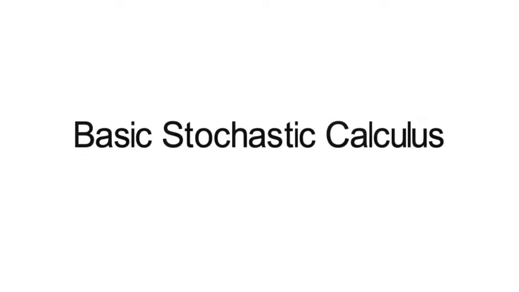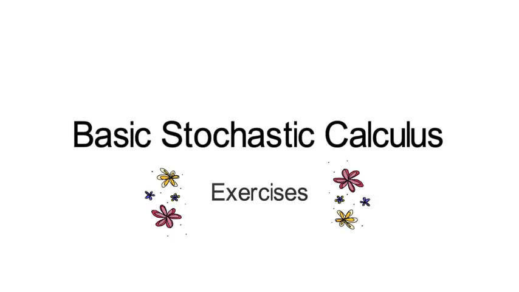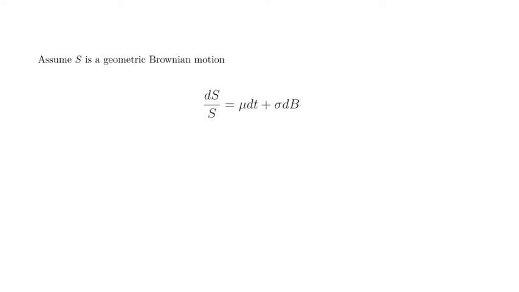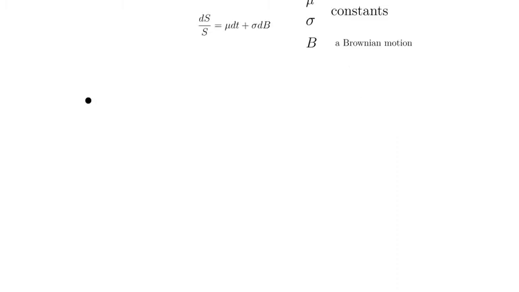This video provides you with an opportunity to practice your stochastic calculus. Now assume S is the price of the S&P 500 and further assume it follows a geometric Brownian motion, with mu and sigma being constants and B being a Brownian motion. Now show that the conditional variance of the S&P 500 return would follow e to the 2 mu times e to the sigma square minus 1.